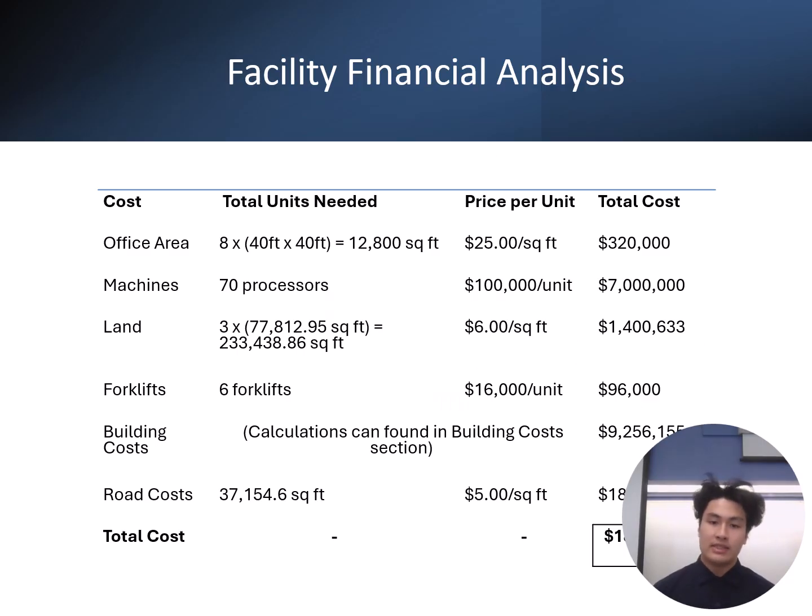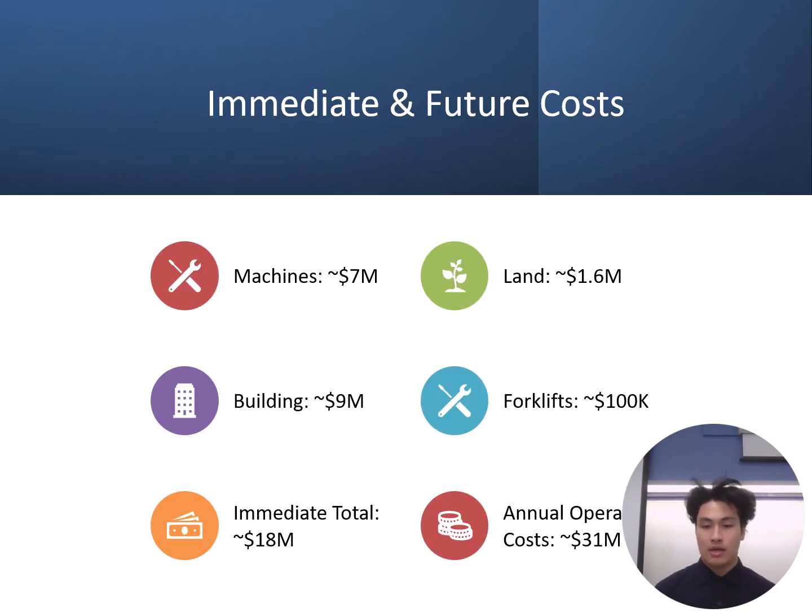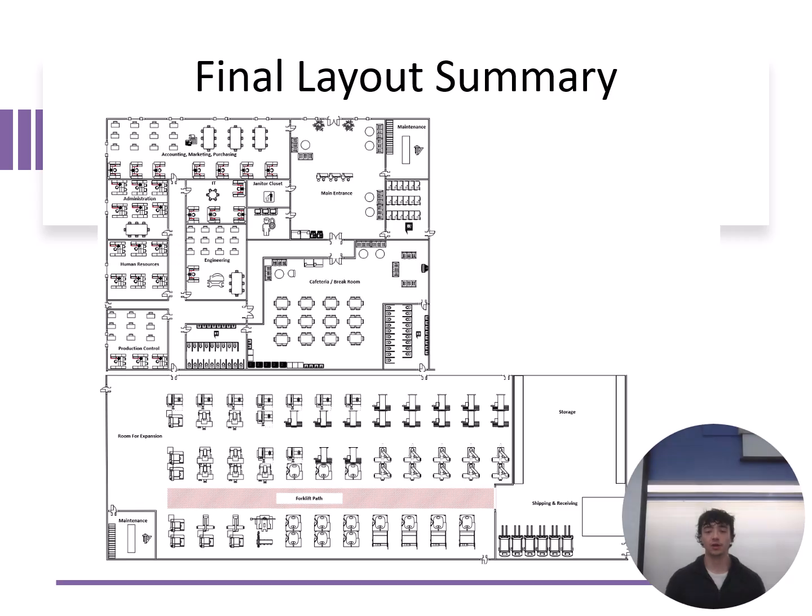So the overall facility financial analysis, we have all the machines, 70 processors equaling $7 million. The land total being $6 per square foot for 230,000 square foot, equaling roughly $1.5 million. And the building costs we have spoke about before, totaling $18 million for the initial capital cost. And then this is just another breakdown for the immediate costs, $18 million for the facility and $30 million for annual operational costs. So with all the information together, this is our final layout summary.